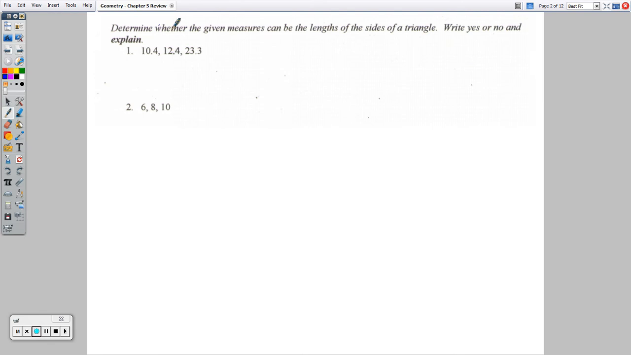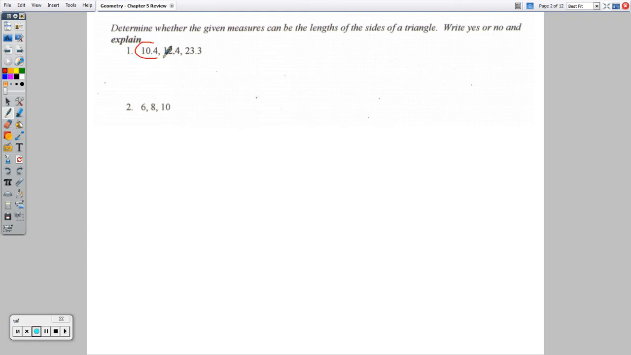So let's get started. It says determine whether the given measures can be the lengths of the sides of a triangle. Write yes or no and explain. So if you're one of Mr. Wagner's students, we talked about how you only really had to check the smallest 2 sides and compare that to the third side. All the other pairs will definitely work out if the 2 smallest work out. So look for the 2 smallest sides in each case.